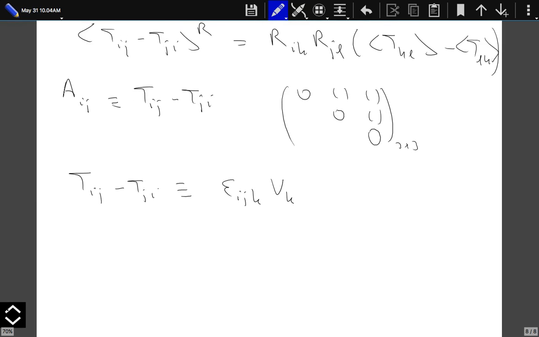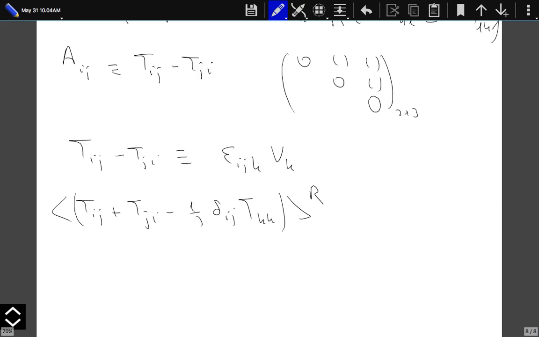And finally, if you just look at Tij plus Tji minus 1/3 Kronecker delta ij Tkk, under rotations, the matrix element of this operator also becomes Ril Rjm, Tlm plus Tml minus 1/3 Kronecker delta ml Tpp.